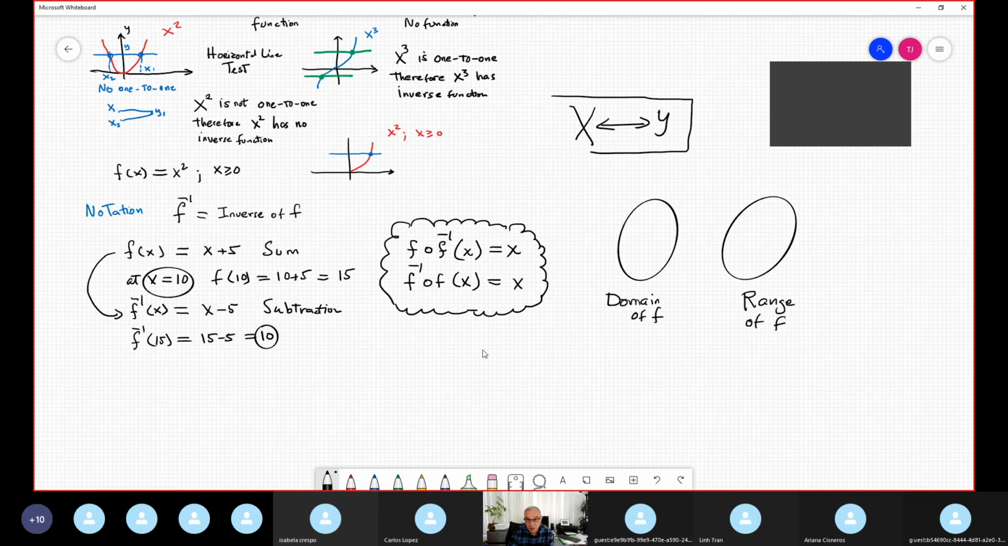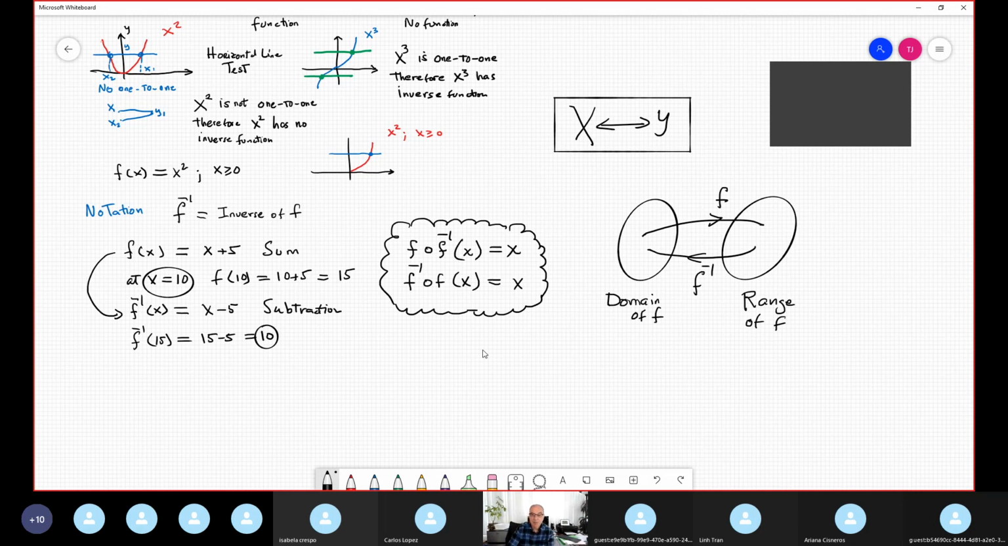This is the most important idea, because you change the direction, no? Now, see, my function is in this direction. The inverse is in the opposite direction. Sorry, let me erase that part. It's in the opposite direction.